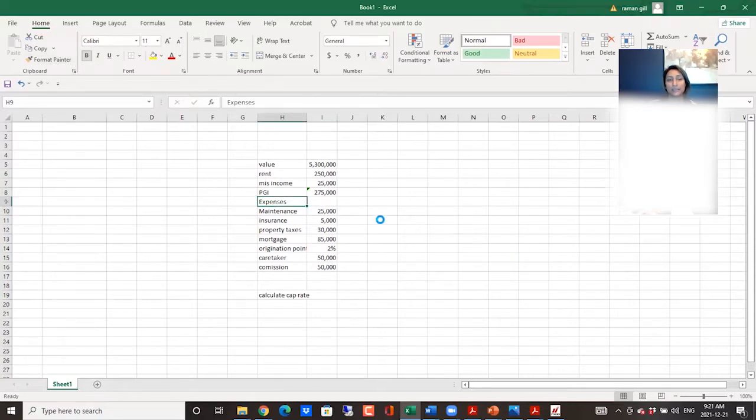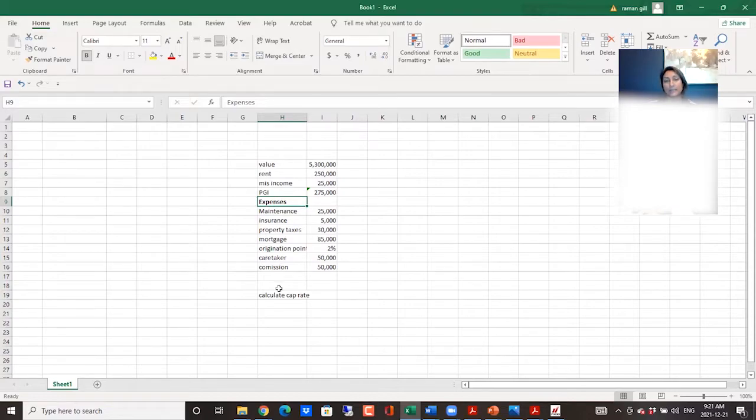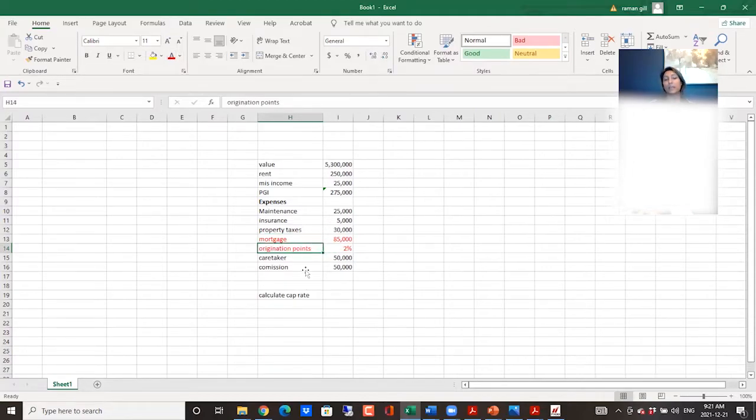In terms of expenses, we can only take out operating expenses. So first, let's take a look at what would be considered operating expenses. Maintenance is definitely an operating expense. Insurance will be part of operating expense. Property taxes, yes. Mortgage, that is not an operating expense. Origination points are basically how much money we have to spend, our brokerage fees that we paid to get the mortgage. So we take that one out. Those are called below the line expenses, and we don't take those into account.